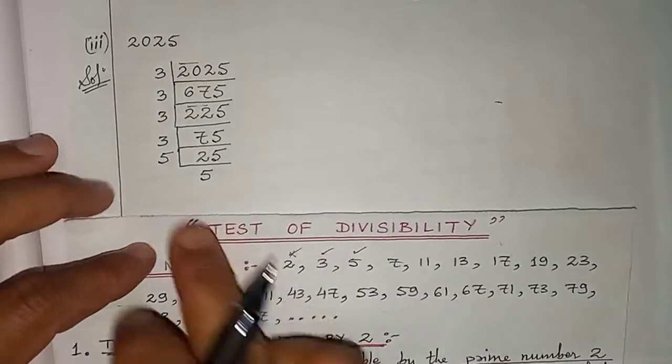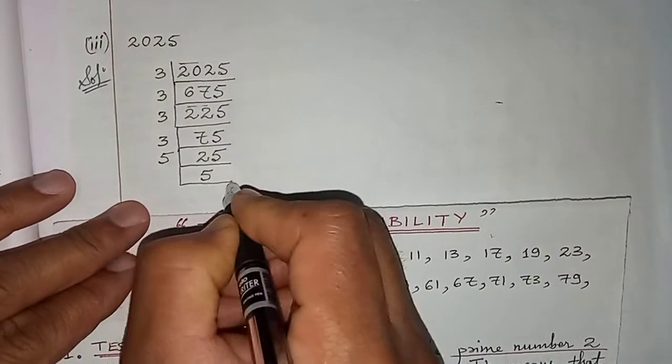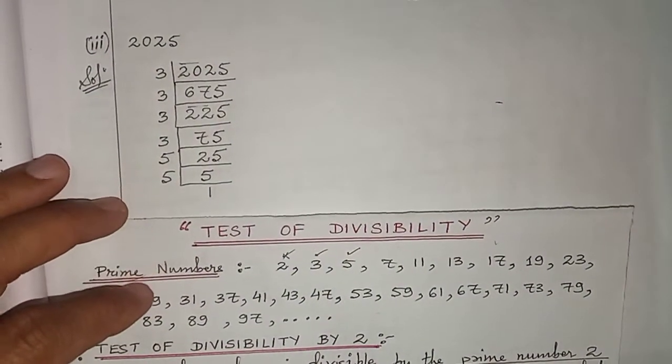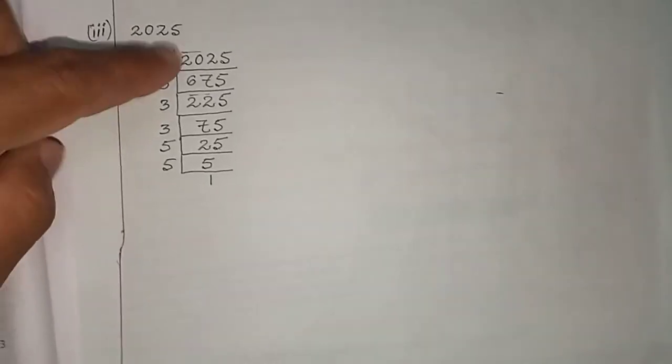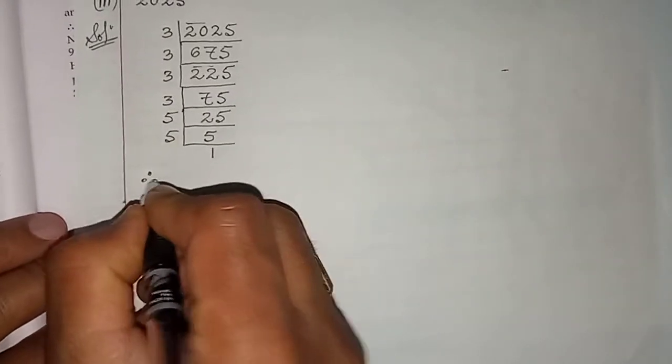And students, see, 5 is a prime number. The moment you see a prime number, do not waste time. A prime number we should divide by itself. 5 1s are 5. Okay. Clear? So in this way we have got 1 here. So when you get 1, you stop. Then therefore we can write the answer.